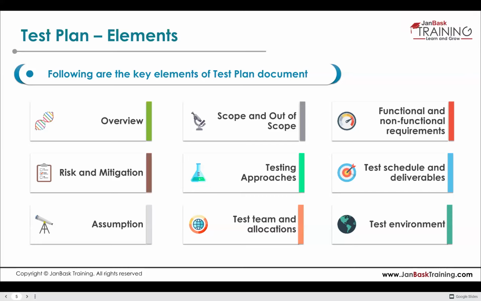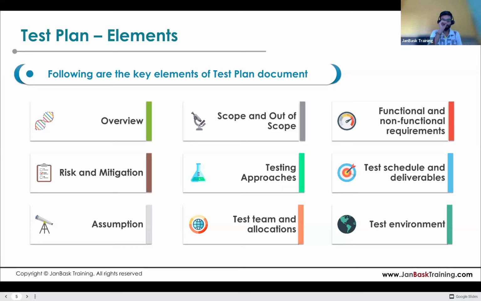Now the assumption, so if you are making some assumption while you are testing, those things have to be mentioned in your test plan document as well. Now the test team and allocation, so what will be your test team, how many testers will get involved, whether there is a manual testing team and an automation testing team as well, what are the resources that are required. All these things will go in the test team and allocation. And finally the test environment, so what test environment you are going to use, what operating system, what are the different tools that you are going to use for your testing. All those things will come under the test environment.